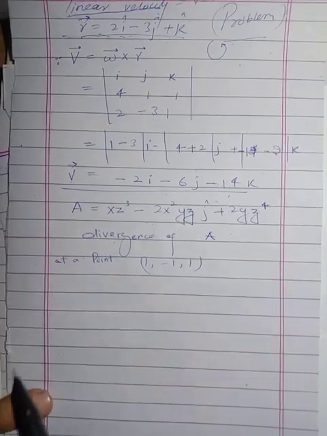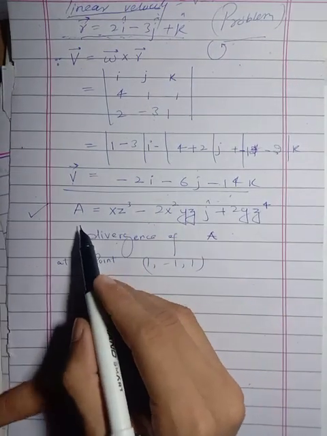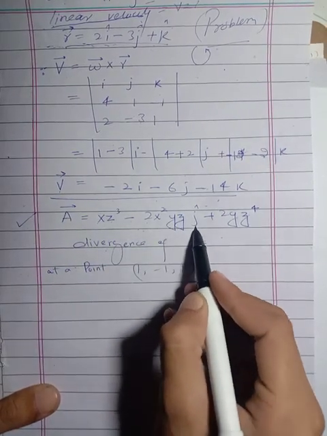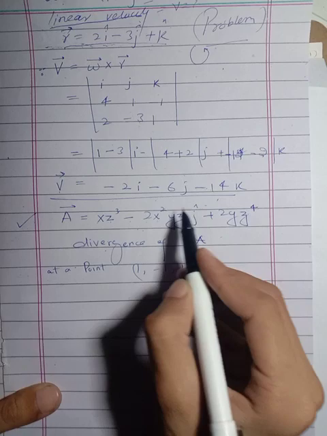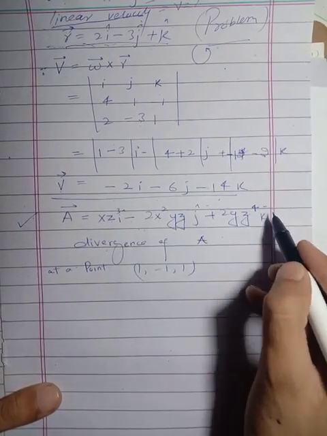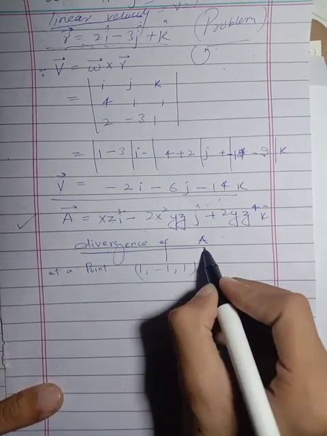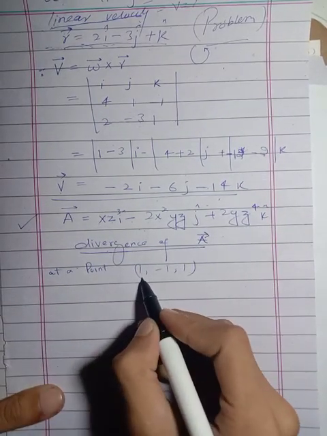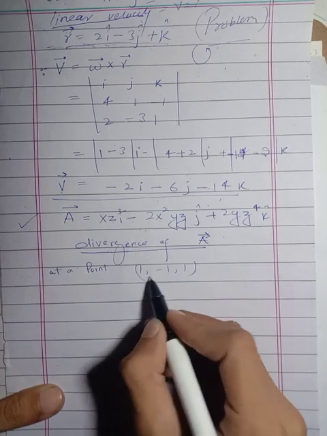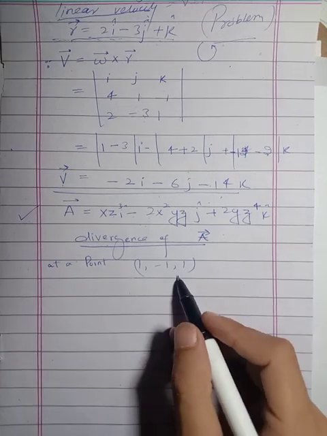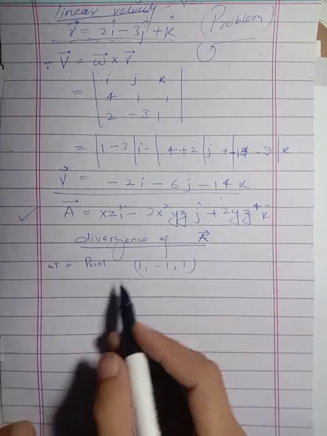So the problem is this: if vector A is equal to xz cube i minus 2x square yz j plus 2yz k unit vector, find the divergence of vector A at the point 1, minus 1, 1. This is the three-coordinate system x, y, z. Find the divergence of vector A at a point.